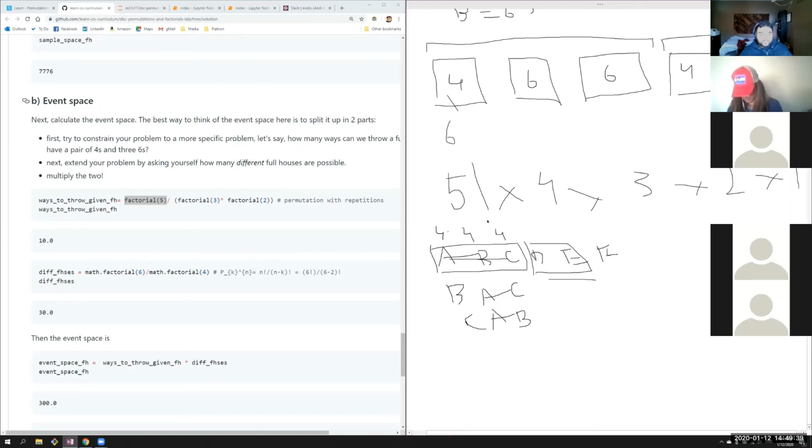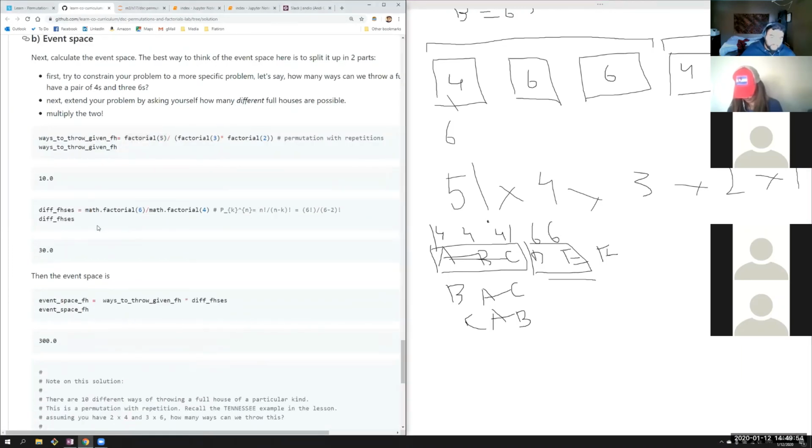Because we're assuming that the 4 is the 3 and the 6 is the 2 suit. But this could be 3, 3, 3 and 2, 2, or 5, 5, 5 and 1, 1. And that's where the different full houses part comes in, where it's factorial 6 over factorial 4. And here they're using the permutations of a subset formula. Now, why are they doing that? Because here what they're trying to figure out is the number of possible arrangements of k items from n total.